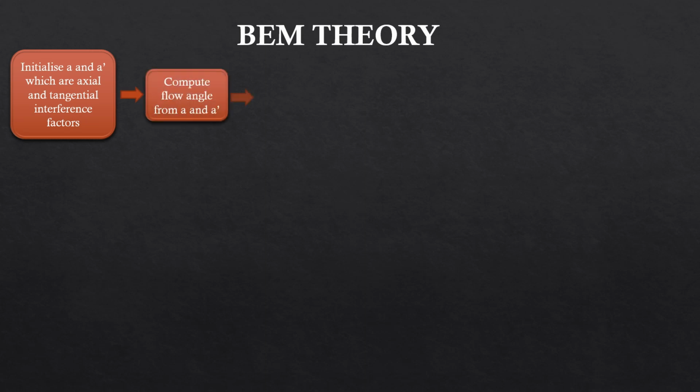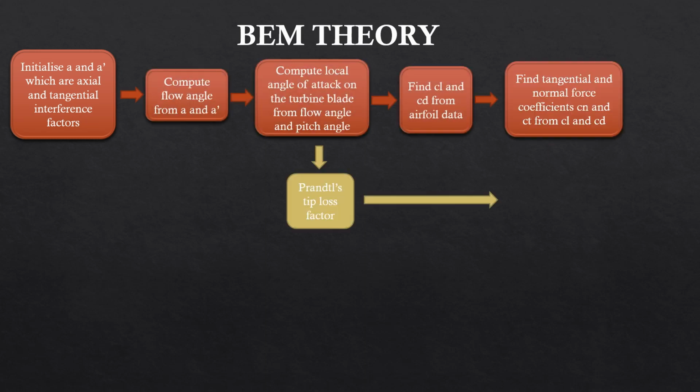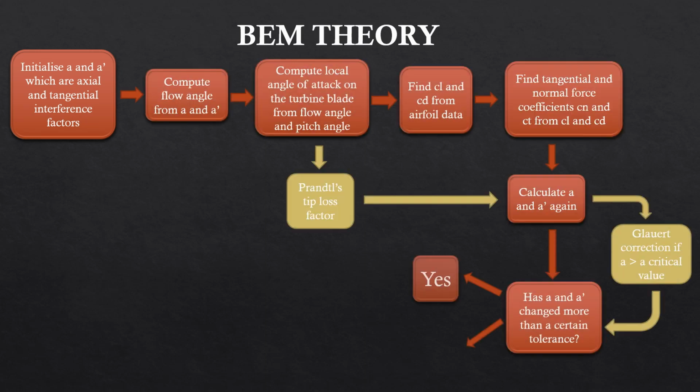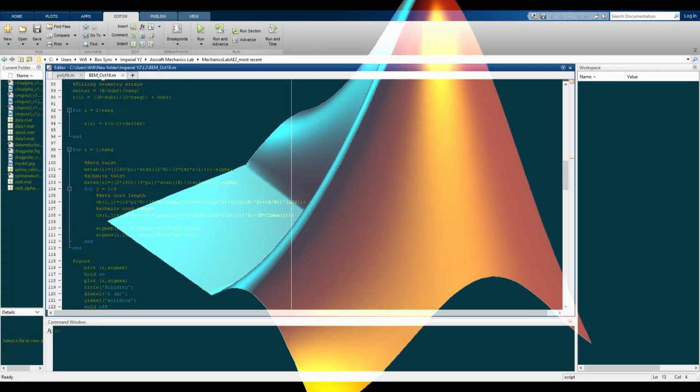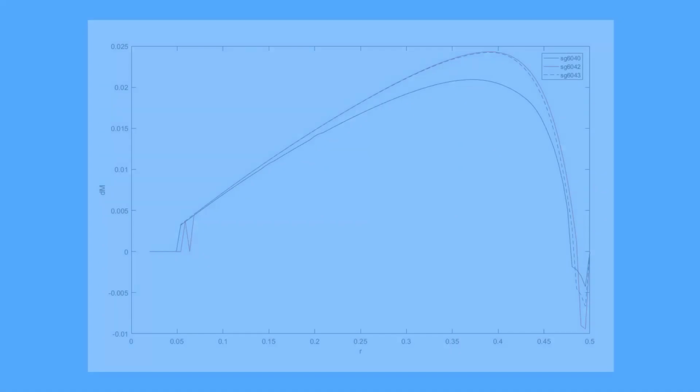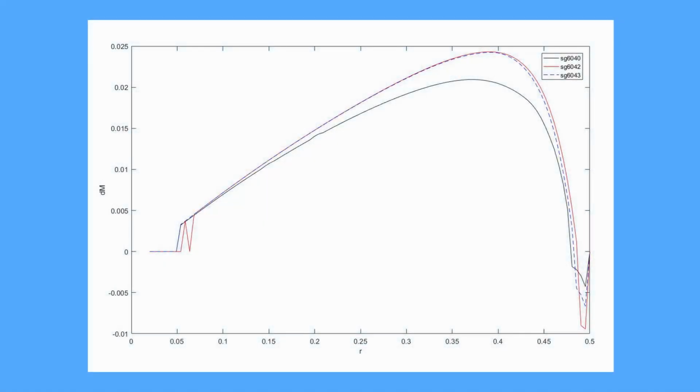With the chord length and pitch angle, we can apply blade element momentum theory, or BEM for short, as shown in this flowchart. BEM theory is an iterative algorithm used to calculate load and therefore power along a turbine blade. We use MATLAB to apply this theory. From the BEM code, we can plot load along the blade for the 3 airfoils as shown in this figure.